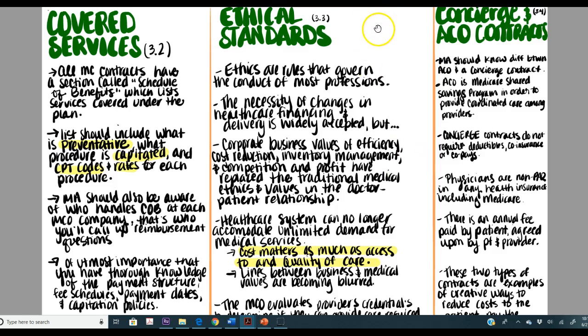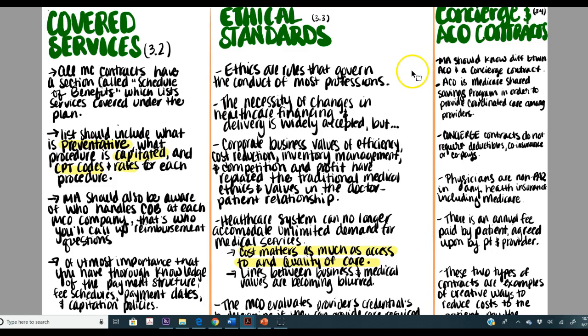So the next section is ethical standards, and if you don't know, ethics are the rules that govern people in general, but in this case, the conduct of most professions. So the healthcare profession is definitely chock full of ethical standards. There are legal standards, and then there are ethical standards which govern the way we behave. And so the necessity of changes in healthcare financing and delivery has been widely accepted. We can't continue to provide care without changing the way that we finance that care and the way that we deliver that care.